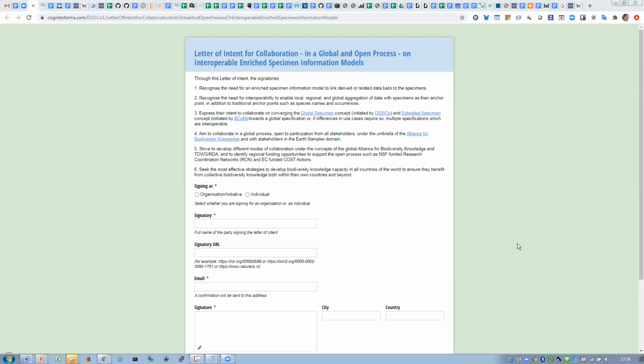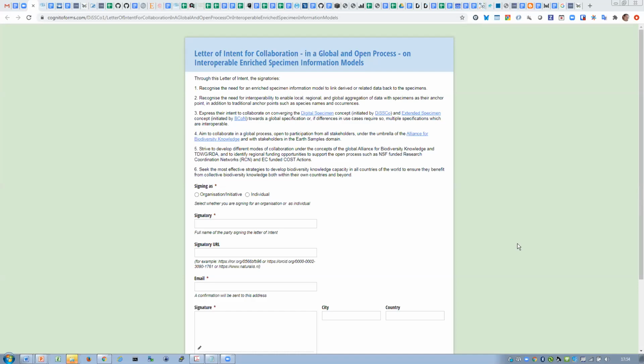The aim to collaborate in a global process that's open to participation for all stakeholders under the umbrella of the Alliance, and also with stakeholders from the Earth sample domain, because the specimens are not only biological specimens, but we have also Earth sample specimens in our collections. To strive to develop different modes of collaboration, and to identify regional funding opportunities.